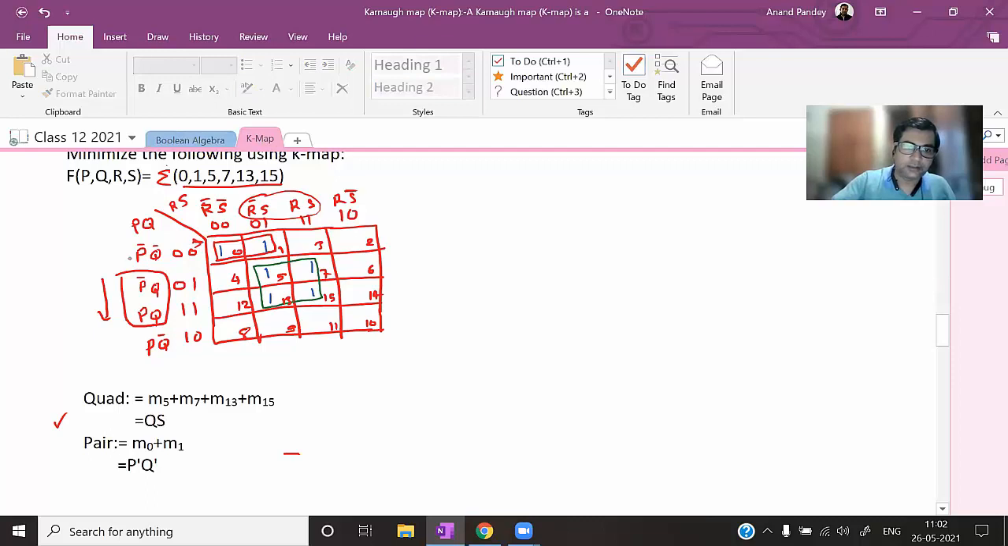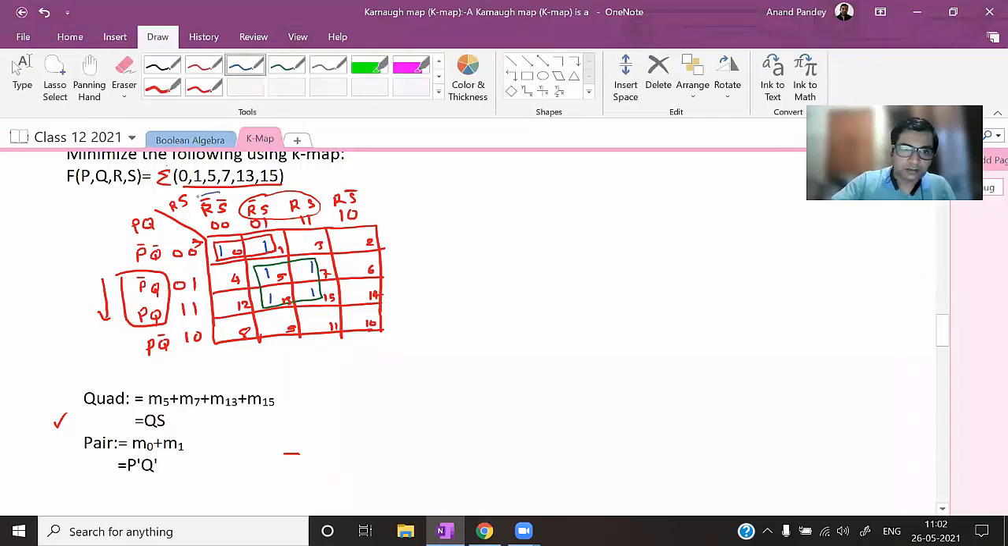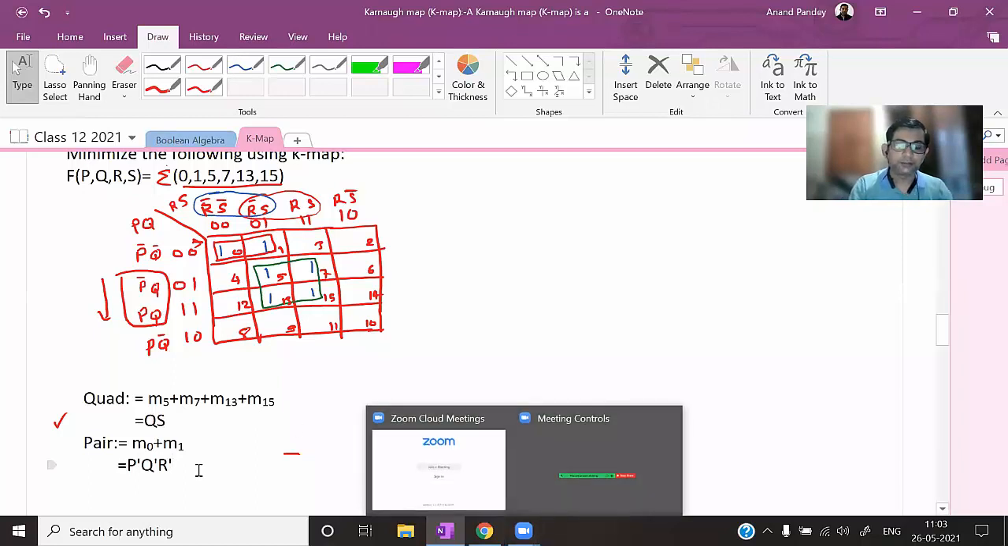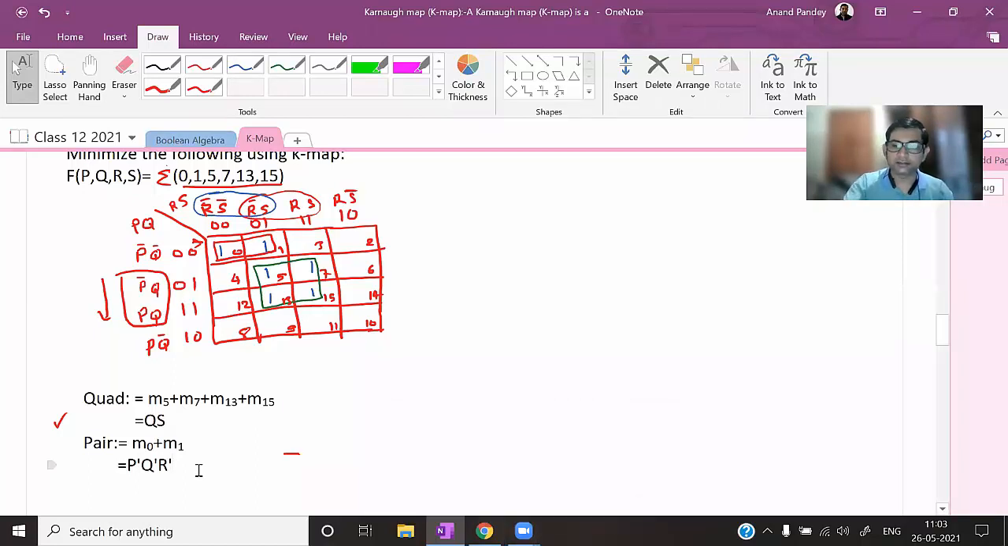Only one row. So I'm writing it: P bar, Q bar, P dash, Q dash. And you can see it is acquiring these two columns. Okay, so can you tell me what should be written here? P dash, Q dash, what? R. Sir, R dash. Very good, R dash. So from the pair we are getting P dash, Q dash, R dash.